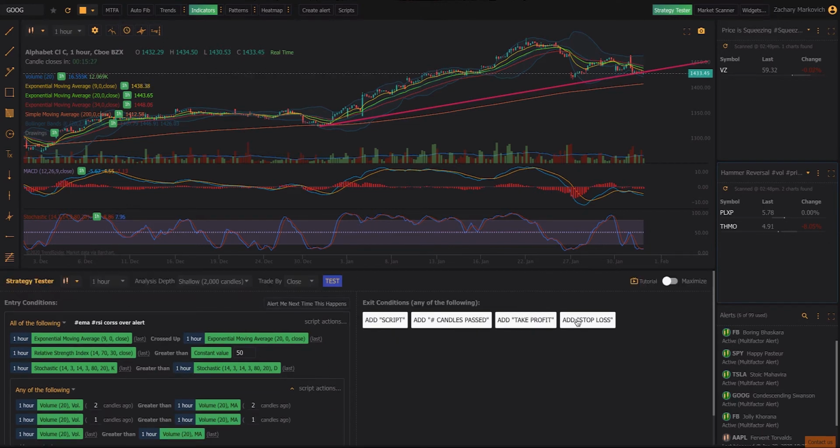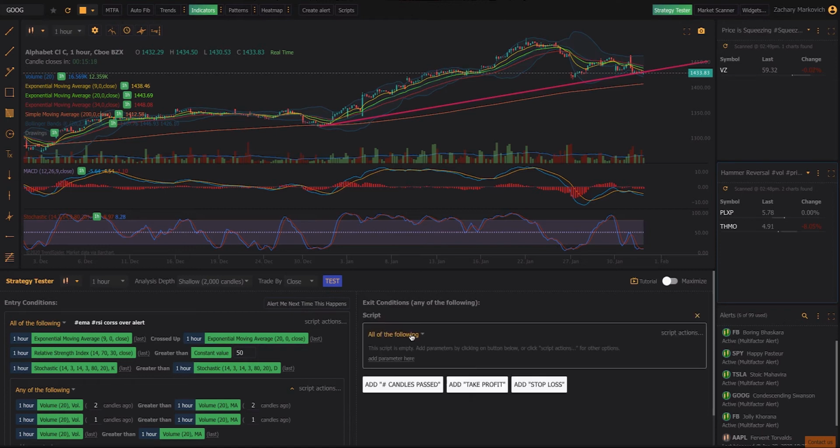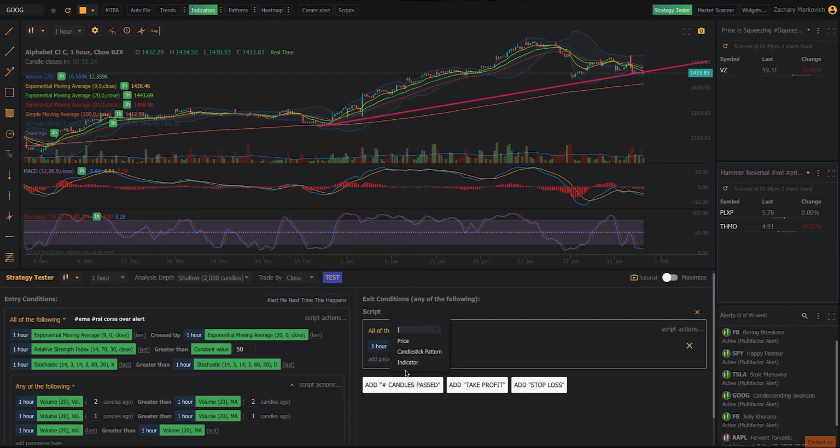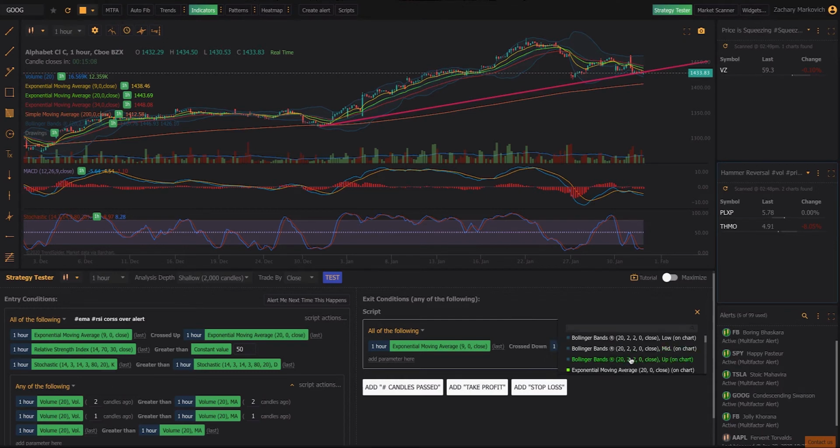Now you've also got your exit conditions here on the right, and we'll go ahead and set up, since we're buying on the cross up, we can sell on the cross down. So let's go ahead and do that. We'll say TrendSpider sell on the indicator EMA 9, crossing down on our indicator EMA 20.